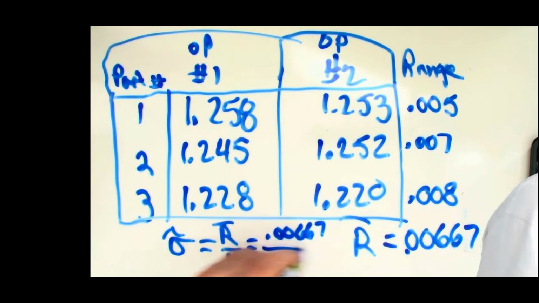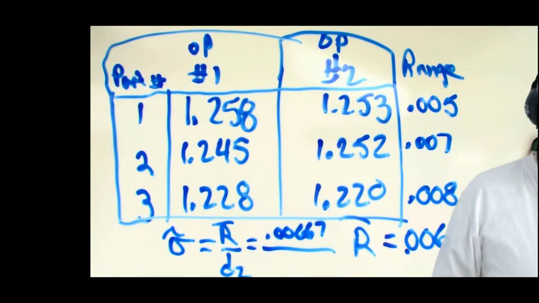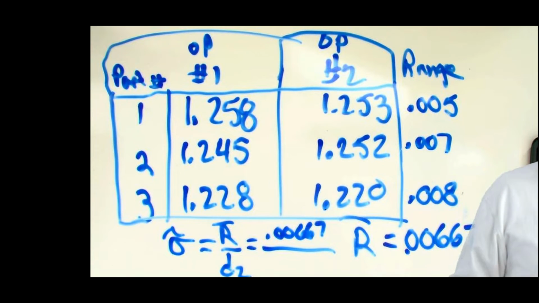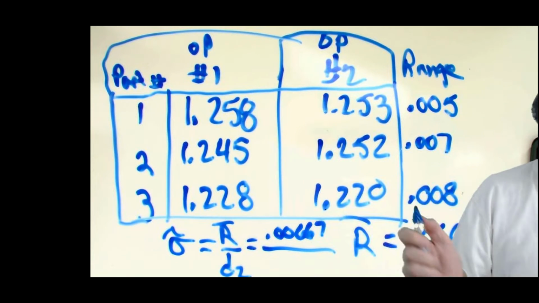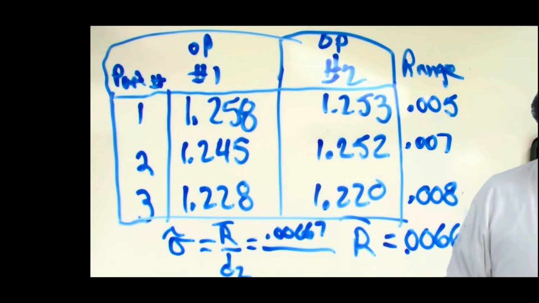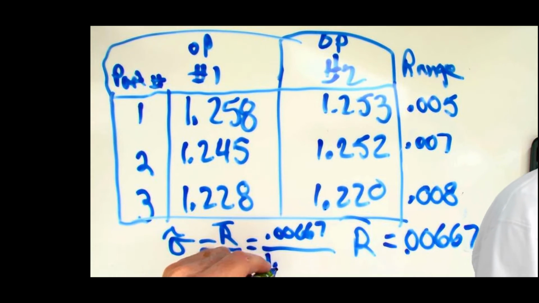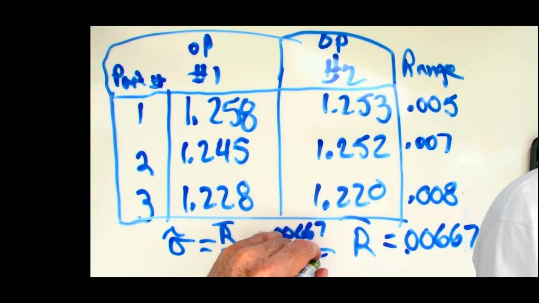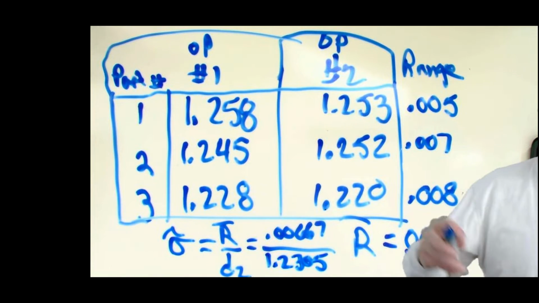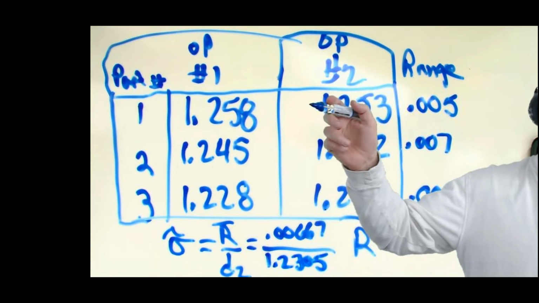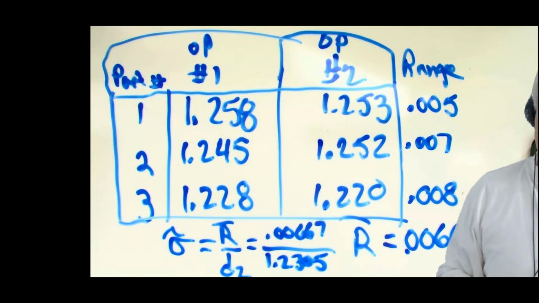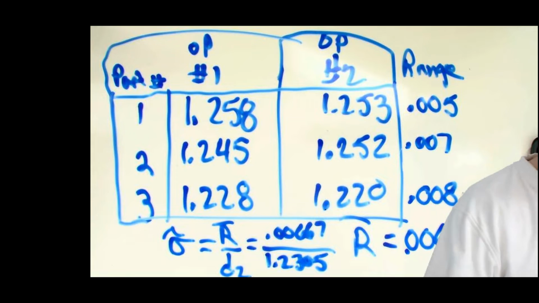Divided by D2, which you look up in the table. Right. Okay. And it's the number of numbers I used. Well, what is the number? D2, you've got here 1.23105. All right, 1.23105, which I got out of the instructor notes. There's a table in there where you go over the number of operators and the number of parts. That's 1.23105.